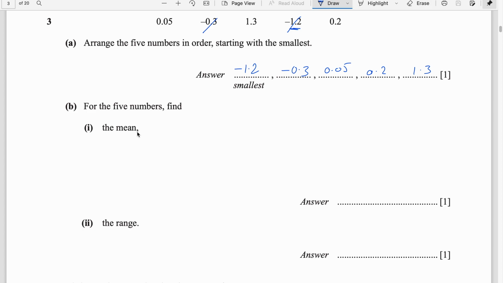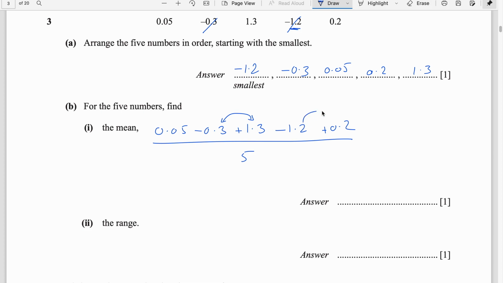For the 5 numbers, find the mean. Mean would mean you have to add these numbers and divide by 5. So 0.05, we add negative 0.3, then positive 1.3, negative 1.2, and positive 0.2, by 5. When we add these two, we are left with 1. When we add these two, we are left with -1. So overall 0. This is 0.05 by 5, leaving an answer of 0.01.